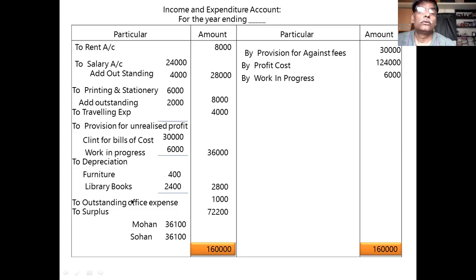This is the solution method, and this is the outstanding expense I have taken. This outstanding expense is related to the office but taken in the disbursement. Therefore, there is no item here to add to, so I have taken it separately. And this item you have to deduct in the disbursement. Remember this. This is the only important point in this problem.